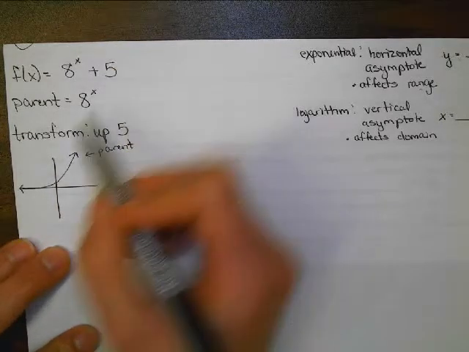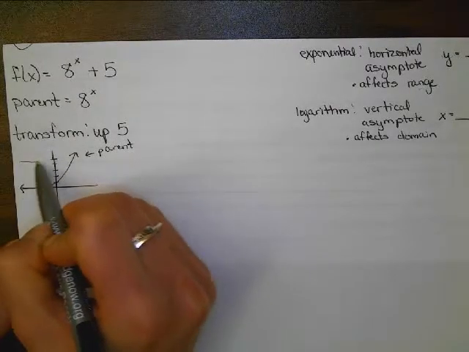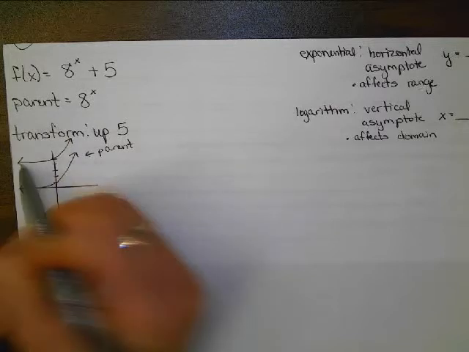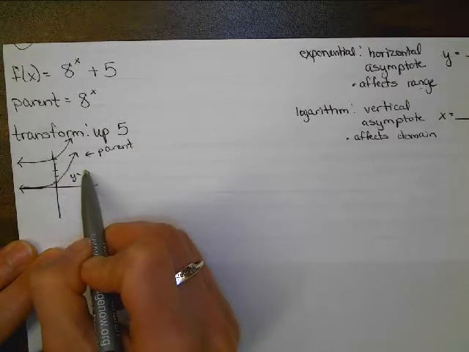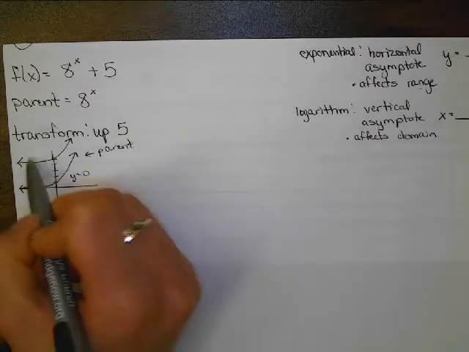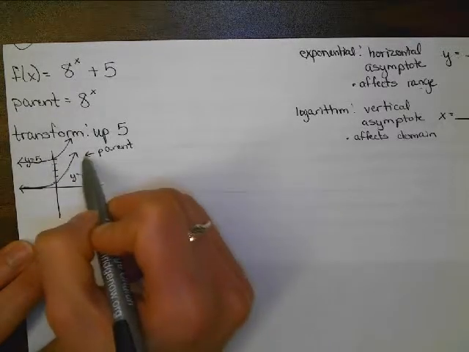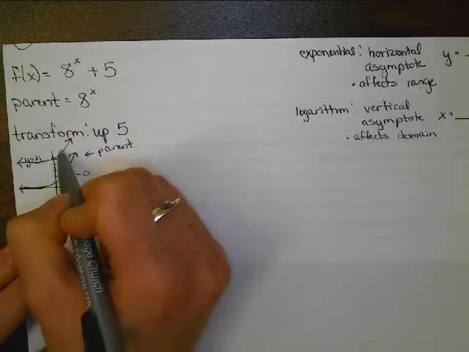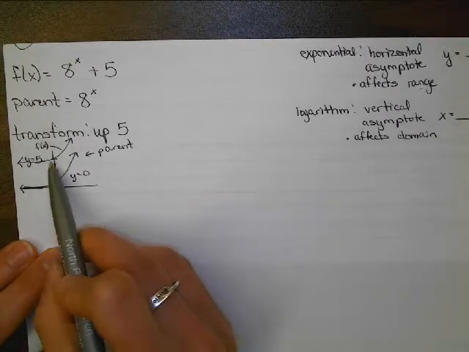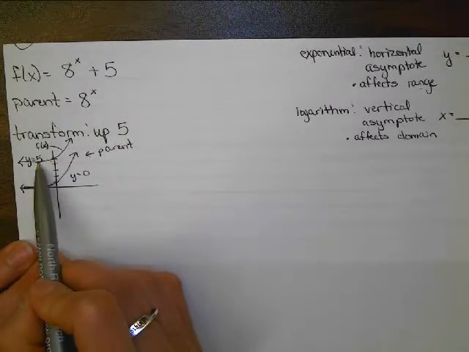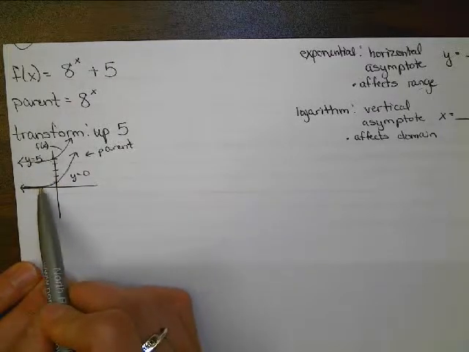And since I moved it up 5, that means that I just have to move this up 5. Now that plus 5 is what's affecting my asymptote. Because again, I have a horizontal asymptote for my parent function right here at y equals 0. Well, since I moved it up 5, now my asymptote is at y equals 5. Again, this is my parent function right here. So this guy right here is my f of x. Parent, f of x. Asymptote is at y equals 5 because I moved up 5. On my parent function, though, it's always at y equals 0.